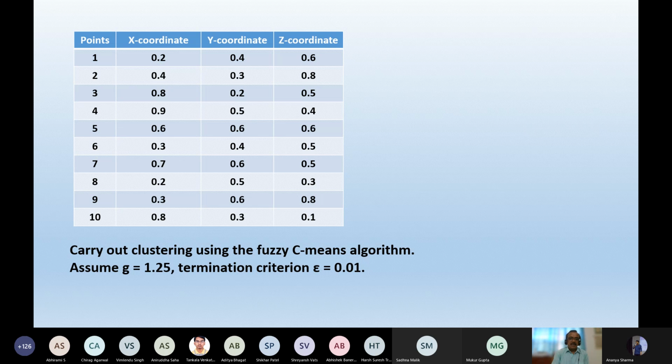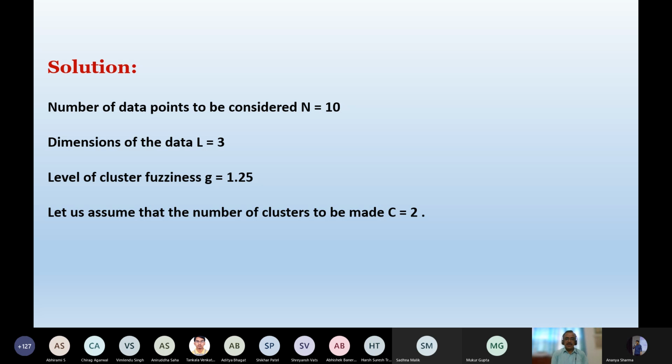Carry out clustering using the Fuzzy C-Means algorithm. Assume the level of cluster fuzziness G equals 1.25 and the termination criterion epsilon is 0.01. Okay, so what you can do is, I'm just going to discuss the solution.